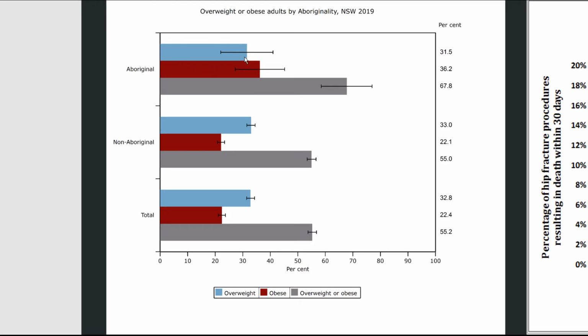But that's only because we have a smaller number of Aboriginal people in our sample. So remember how the number of observations affects the confidence interval width? Well, in Australia, there's a lot more non-Aboriginal people than there are Aboriginal. So that's why these confidence intervals are a lot smaller.